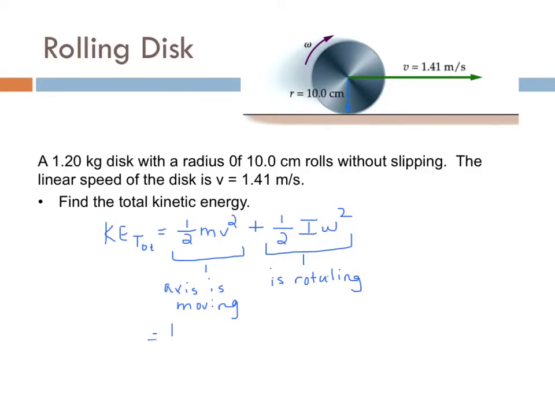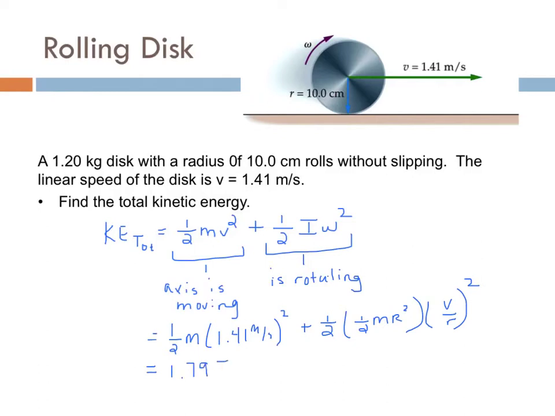So we have a 1/2 m, our velocity is 1.41 meters per second squared, plus a 1/2, and for a disk we have a moment of inertia of 1/2 mr squared. This comes out of your reference table. And omega can be replaced with v over r. So we actually have this v as well. Once you simplify and put in all of your values, you should get a total kinetic energy of 1.79 joules.